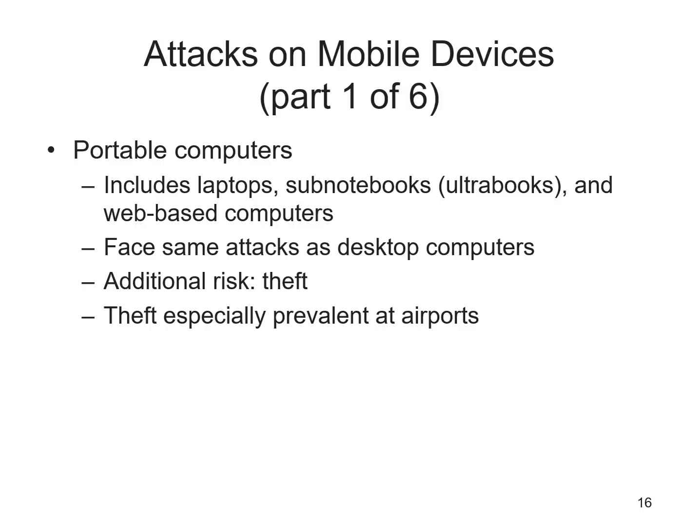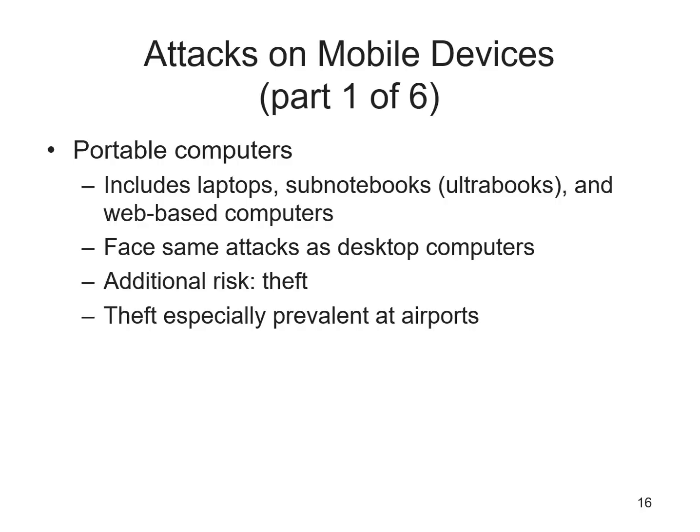There are different types of mobile devices and security risks associated with each device. For example, first of all, we have laptops, then mobile phones, and then portable computers, or ultrabooks as we call them, or web-based computers. They face the same attacks as desktop computers, in addition to the risk of theft. Theft is especially prevalent at airports, where people are constantly connected to Wi-Fi networks, and thieves look for open devices with the help of which they can easily gather some information.